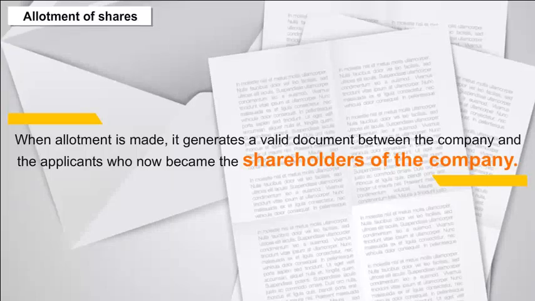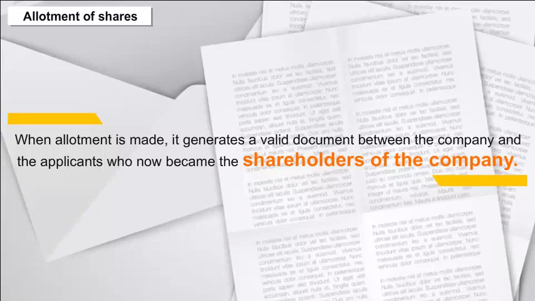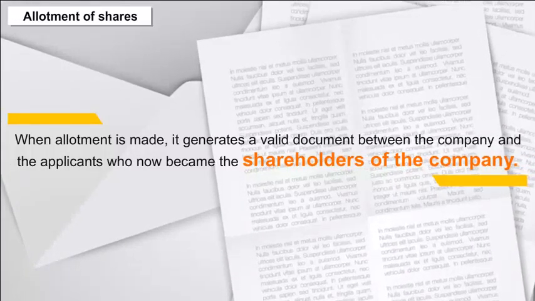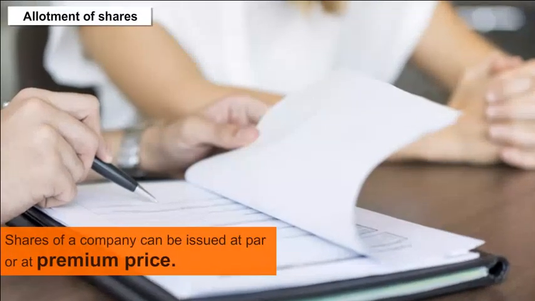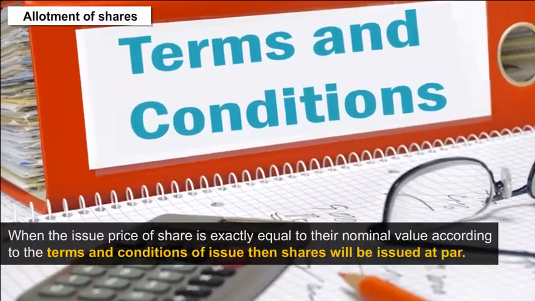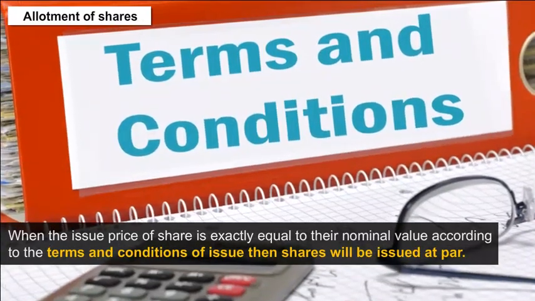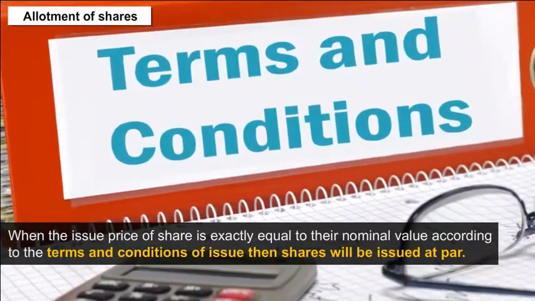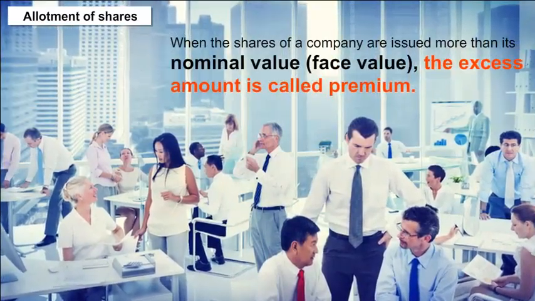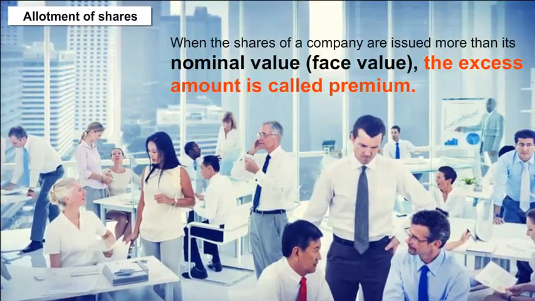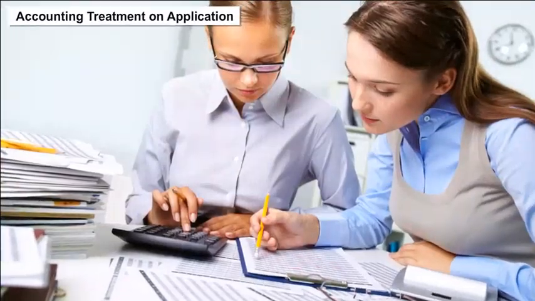When allotment is made, it generates a valid contract between the company and the applicants, who now become the shareholders of the company. Shares of a company can be issued at par or at premium. When the issue price of a share is exactly equal to its nominal value according to the terms and conditions of issue, then shares will be issued at par. When the shares of a company are issued at more than the nominal value, or face value, the excess amount is called premium.